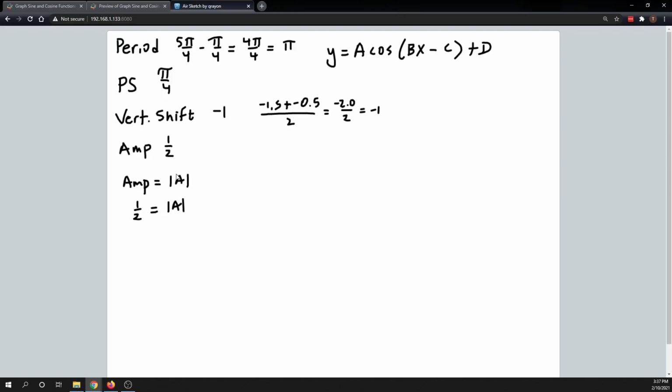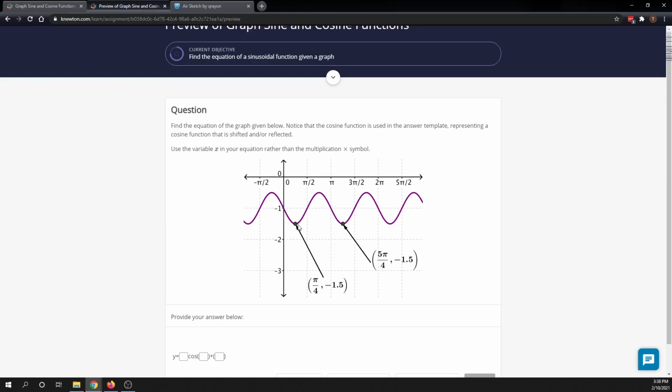And if the absolute value of a is 1/2, that gives us two choices, either negative 1/2 or positive 1/2. And so we're going to have to decide which one we are going to go with in this problem. So what you have to do is go back to the graph, and that point that they gave you, remember this leftmost point that we got the phase shift from. Imagine that is the point that you're going to use to decide whether you should choose the positive value or the negative value for the amplitude.